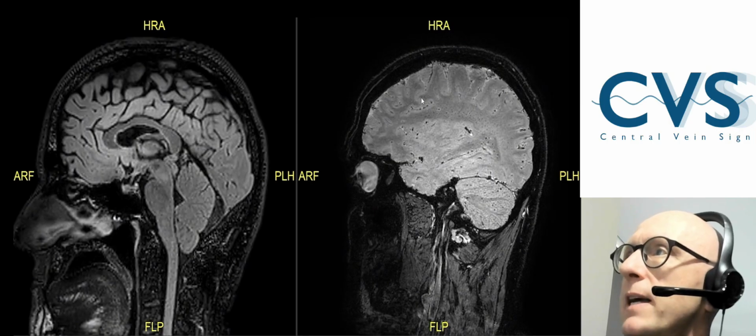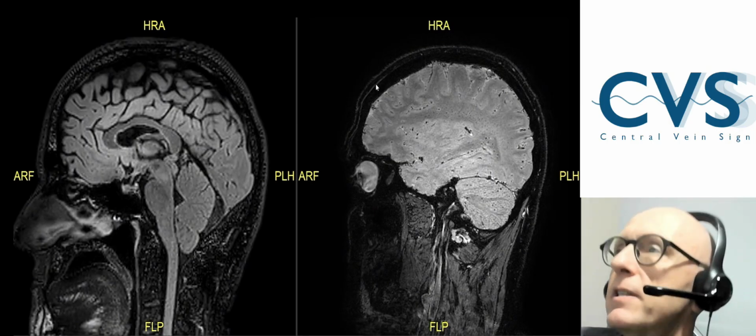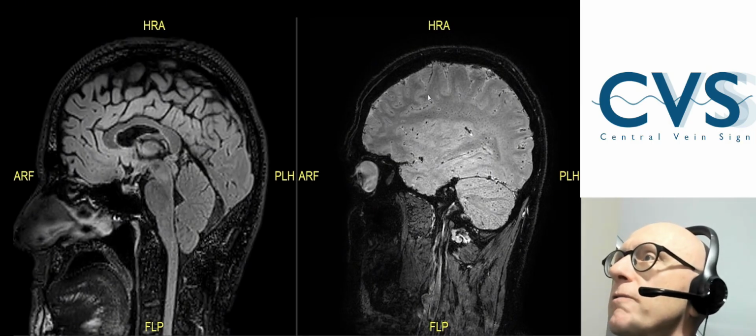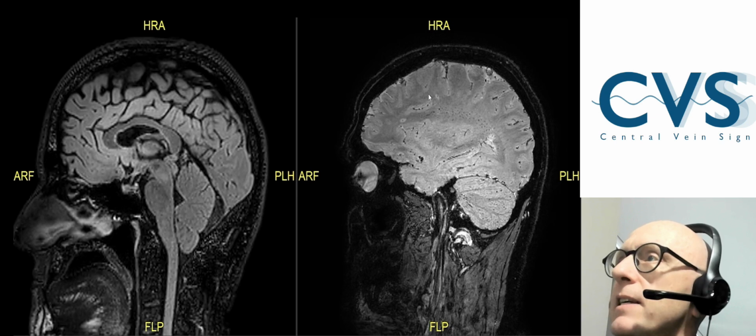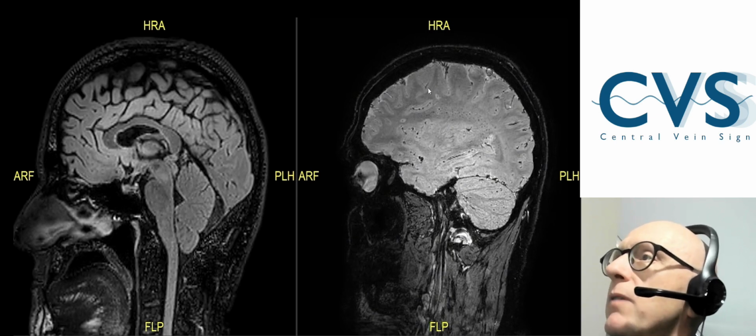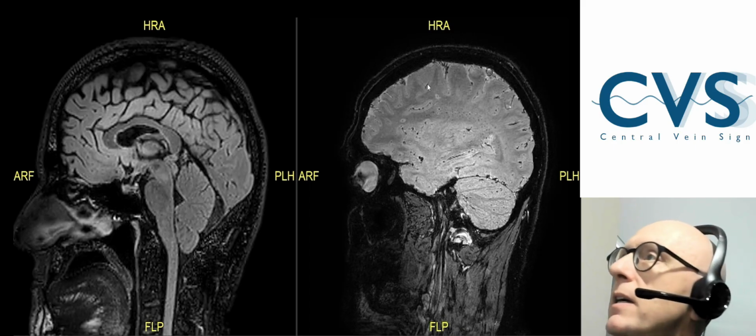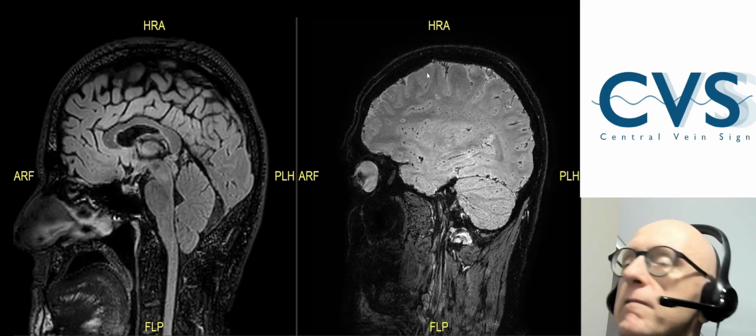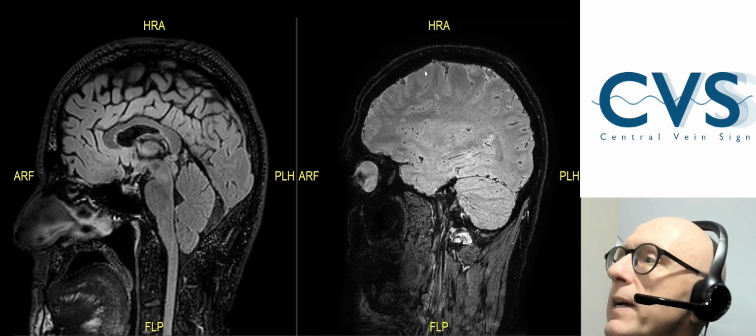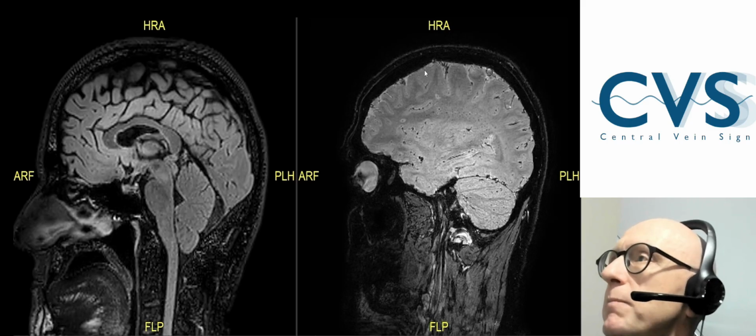So I'm going to now just talk about the appearances on the susceptibility weighted imaging, which we've got on the right hand side of the screen. Again, this is a sagittal acquisition. When you are looking for the central vein sign, you do need to use a SWI acquisition, so susceptibility weighted imaging, and there are a number of different types of SWI available on the MRI scanners, and they vary a little bit between the different manufacturers.